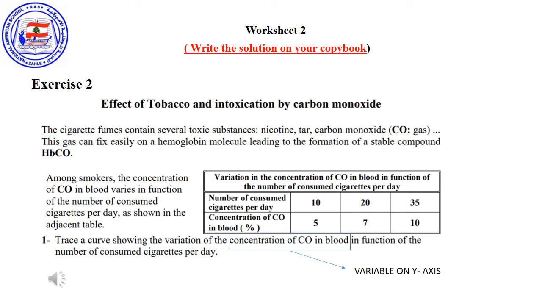I will remind you, we always say the variation of y as a function of x. So by a simple comparison, I can notice that the concentration of carbon monoxide in blood should be the variable on y-axis. However, the number of consumed cigarettes per day is the variable on the x-axis.